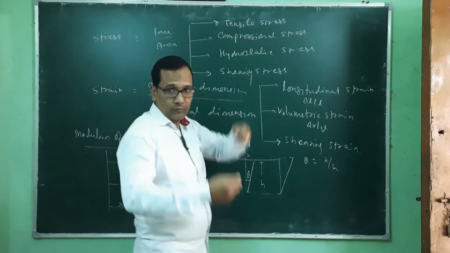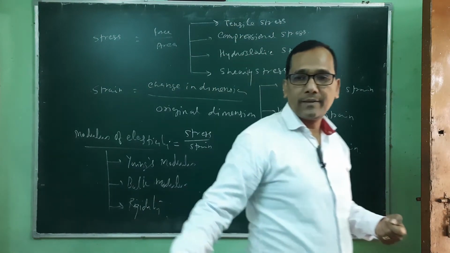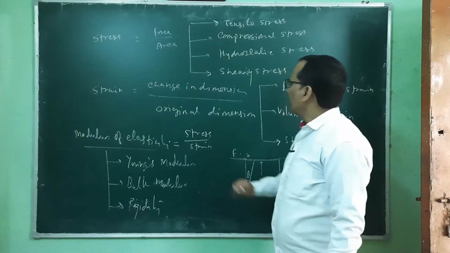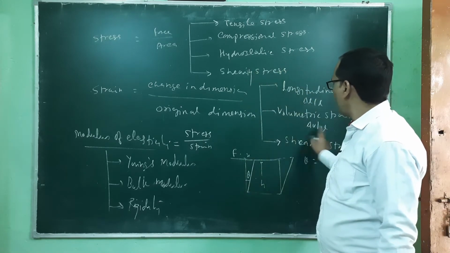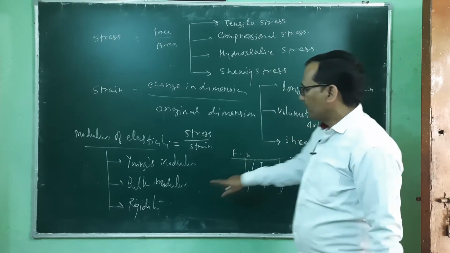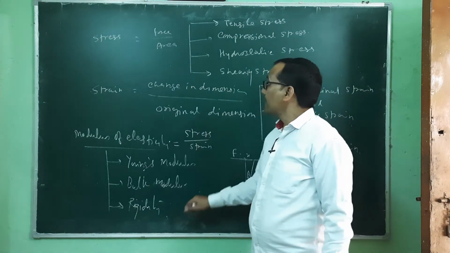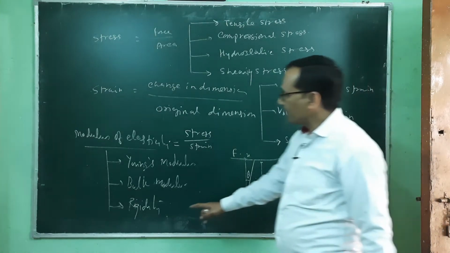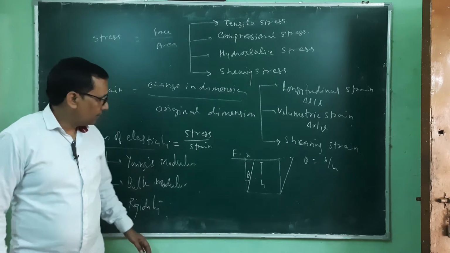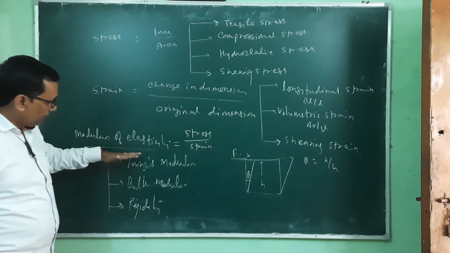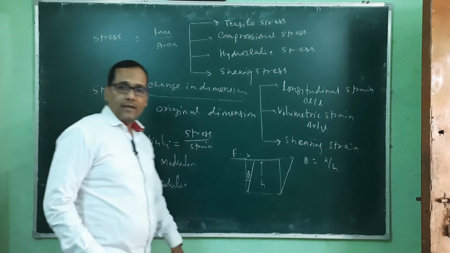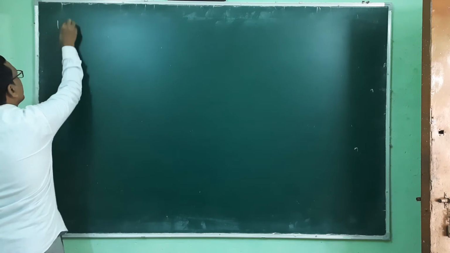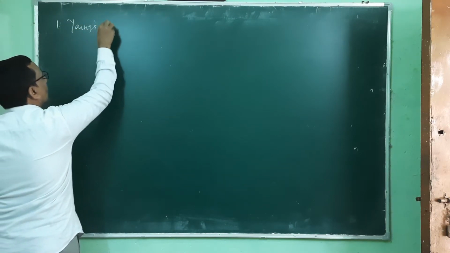Young's modulus corresponds to the case when we apply the force along a particular length, and it is the ratio of longitudinal stress to longitudinal strain. Bulk modulus is related to the hydrostatic stress and the volumetric strain. The ratio of these two is known as bulk modulus. And rigidity corresponds to the shearing stress and shearing strain. Now we will discuss Young's modulus, bulk modulus, and rigidity separately. So first, let's take Young's modulus.